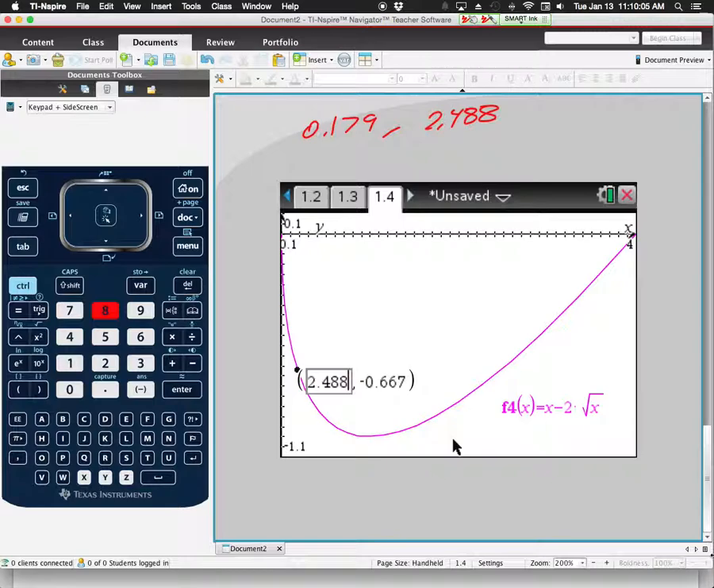2.488. And what should that produce? The same thing. Which gives me that. So it also produces the same thing. So we found the x values that produce the y value that matches the average y value.